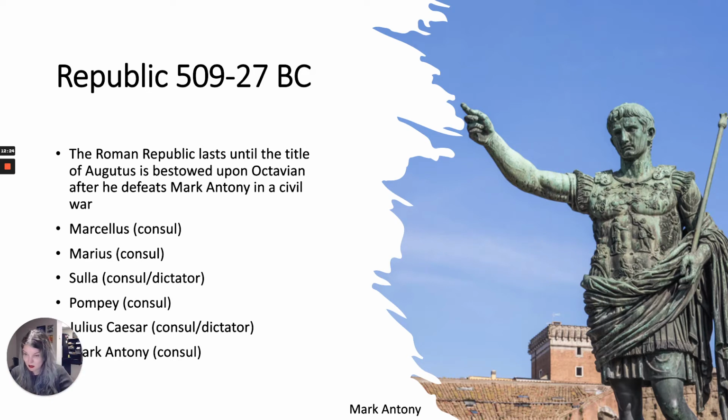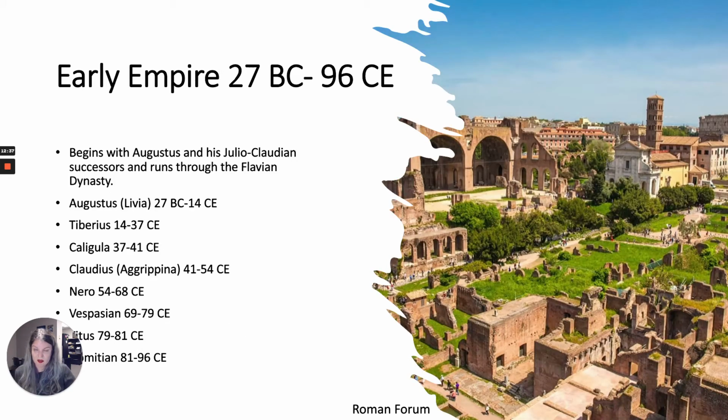And then Mark Antony, who is very famous because he was married to Cleopatra, so we kind of know who he is. So he goes back to being the consul. He doesn't think there should be dictators, and then Octavian takes over and kind of changes everything.